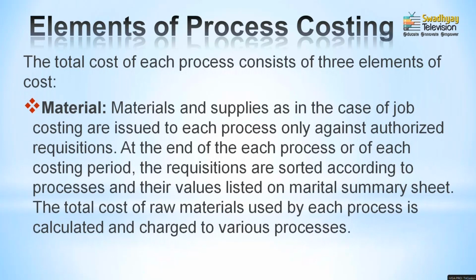What would be the first part is material. How could the material cost be identified? Whatever the amount of raw material introduced in the first process will be recorded in the first process account, and at the end of each process or costing period, they can identify the amount of material cost, and material would be identified through the material sheet.